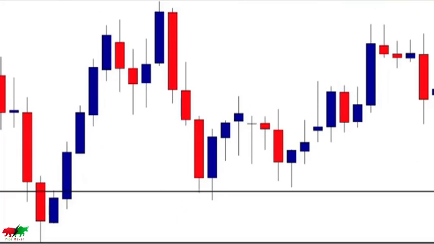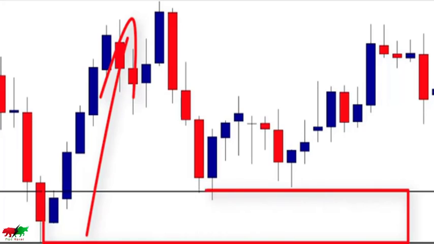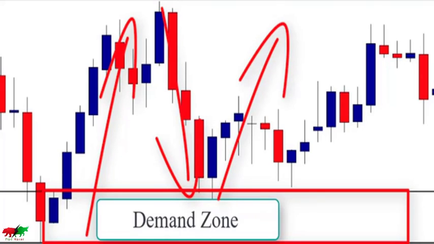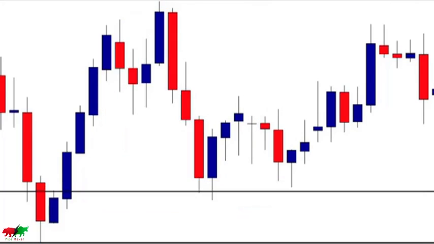Look at another example. As you can see, this is the Euro JPY daily chart. The market made a huge move up. This move is made by a financial institution. When the market returns to test this demand zone, the market will make a strong move up. And that's what happened, as you can see here. This is how banks and financial institutions trade the market.